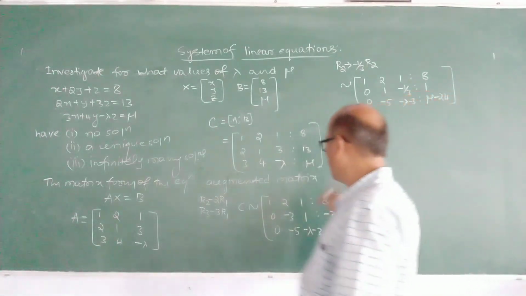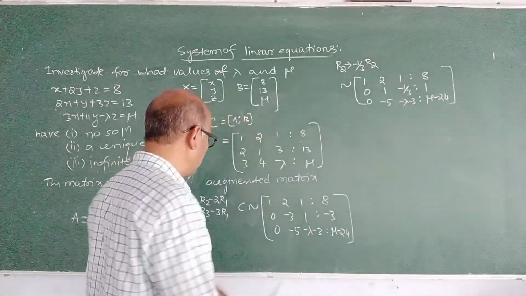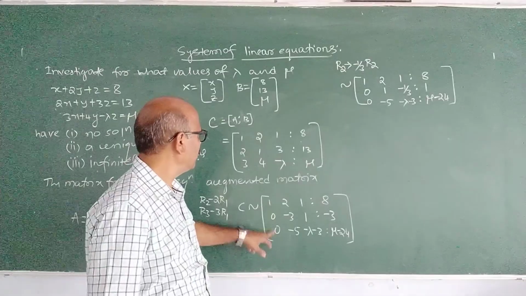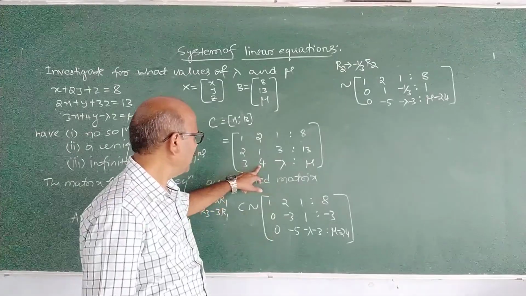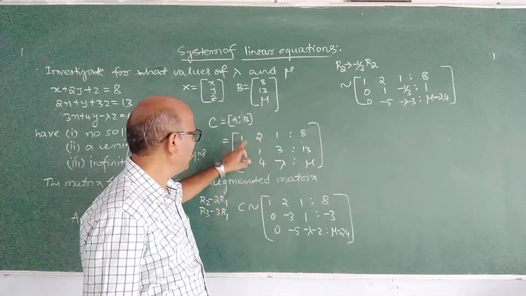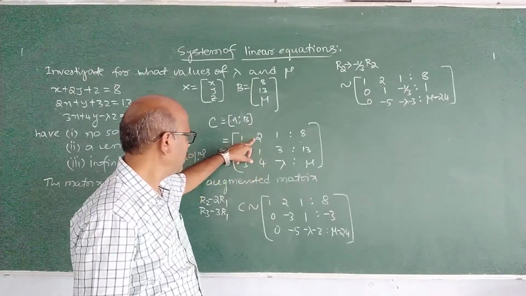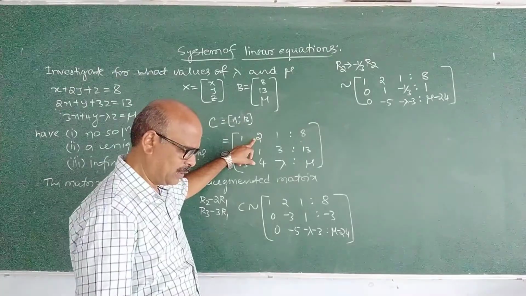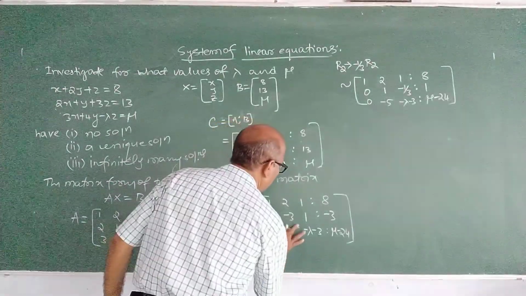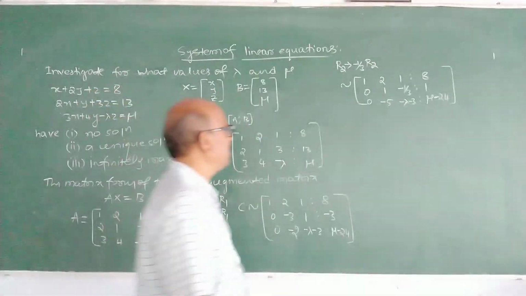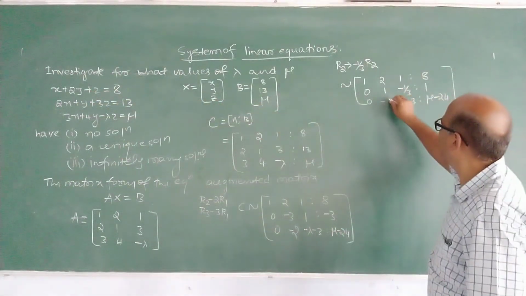To make this 0, I think there is a problem with this element. What have we taken? R3 minus 3 R1. 3 minus 3, 4 minus 3 means 6. 4 minus 6 is minus 2. Get it correct? Minus 2 it is. Minus lambda minus 3, so it must be minus 2.